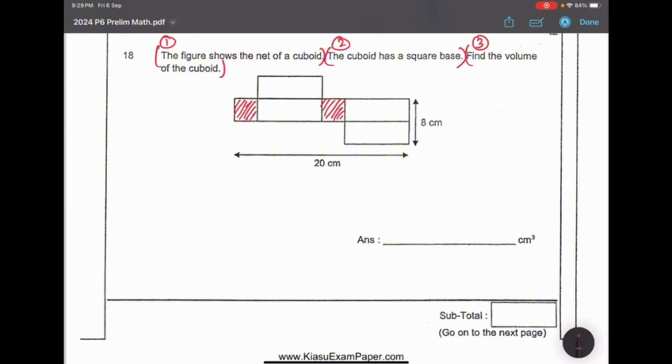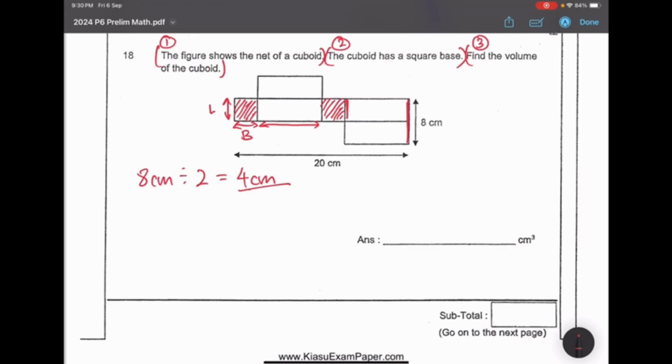From the figure, I can see that this length over here is 8 cm. So I'm going to halve that to find the length of my square. 8 cm divided by 2 gives me 4 cm. I know now that the length and the breadth of my cuboid are 4 cm. Now what I'm left with is the height, which is this length over here.